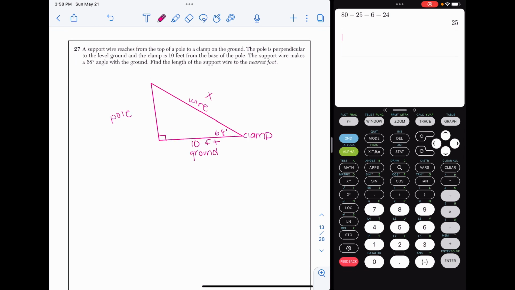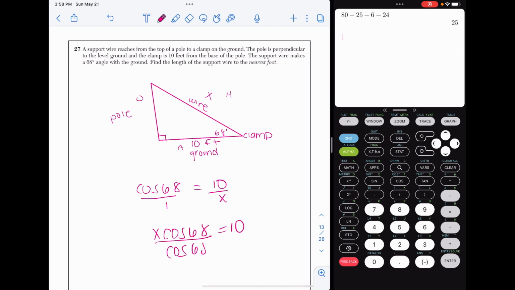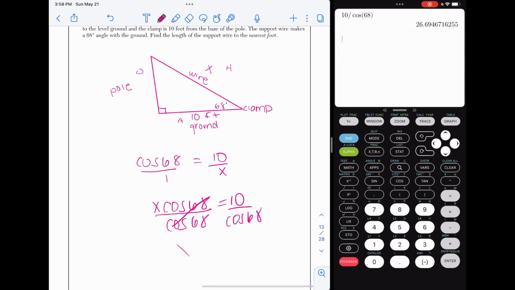Using SOHCAHTOA, the opposite side is over where the pole is, the adjacent side is the ground, the hypotenuse is the wire. I have something written on the adjacent side, and I'm looking for the hypotenuse side. So A and H gives me cosine. So cosine of 68 is 10 over X. I'm going to cross multiply here. X cosine 68 is equal to 10. And divide out the cosine 68, and then we go to our calculator for that. Remember, these questions all have partial credit, so definitely show your work for this. We're looking for the nearest foot, so round this to the nearest whole number, and we get 27 feet.